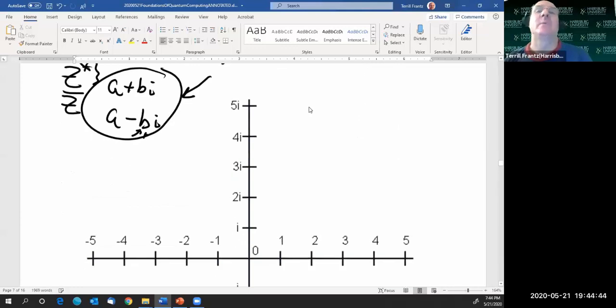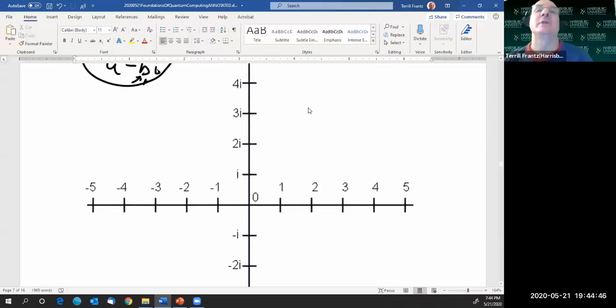Now, what's interesting, and I won't get too graphical tonight because I want to stay a little less winded than I could be on this, but let's say we had 2 plus 1i. That would be this point.